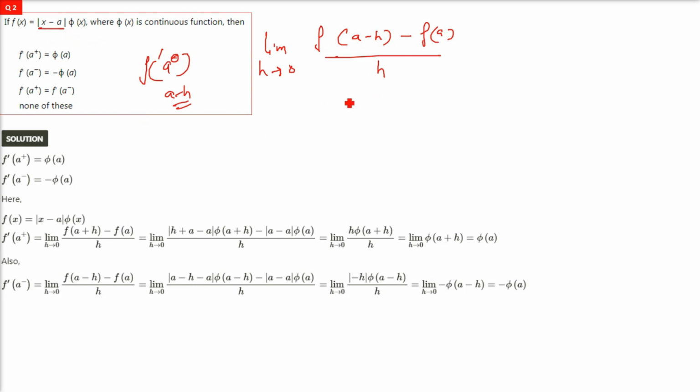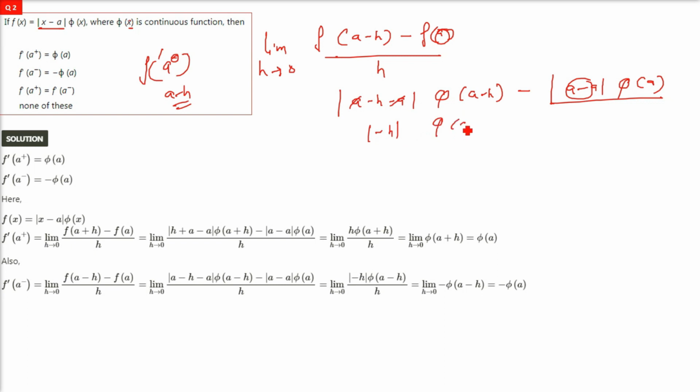Replace x by a minus h. So in place of x replace it by a minus h, and then we have minus mod a, just replace it by a minus a mod a minus a, and phi a. Now I am not writing the denominator, first you see here. A minus a is 0, so just cancel it out. So what do you get? Mod minus h and phi a minus h.